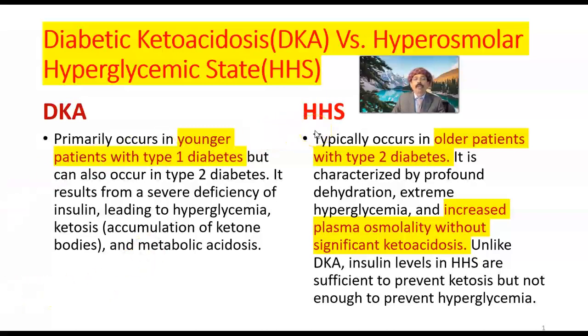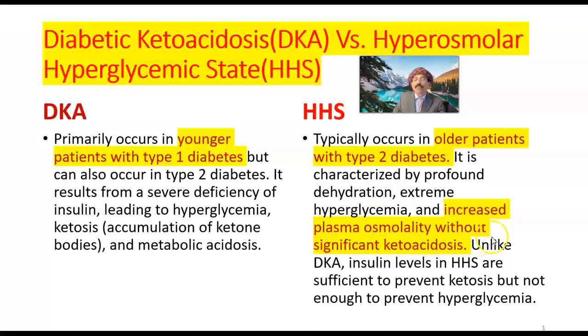Hyperosmolar hyperglycemic non-ketotic state typically occurs in older patients with type 2 diabetes. We know that type 2 diabetic patients are older. It is characterized by profound dehydration. We must emphasize this: profound dehydration, extreme hyperglycemia, and increased plasma osmolality. These three are very important.